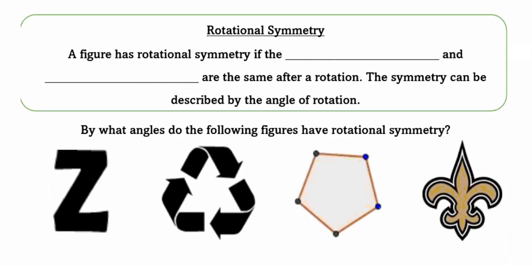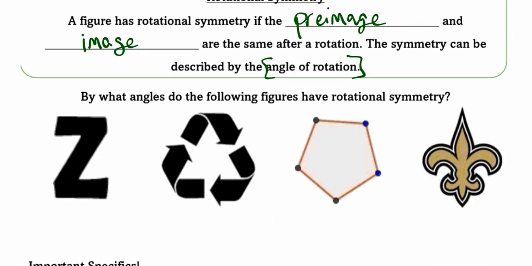All right, now we're going to get to rotational symmetry. Same exact fill in the blanks here, really. If the pre-image and the image are the same after a rotation, then it has rotational symmetry. And we're going to describe this by the angle of rotation. So how many degrees we can rotate it by to get back to the same shape. Every shape can be rotated 360 degrees and end up back where it started. So every shape can be rotated by 360 degrees.